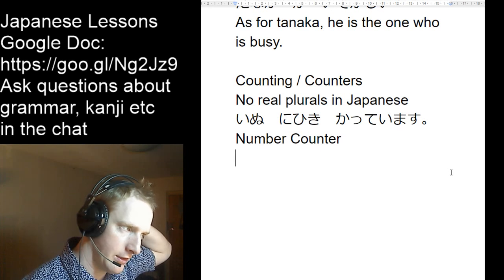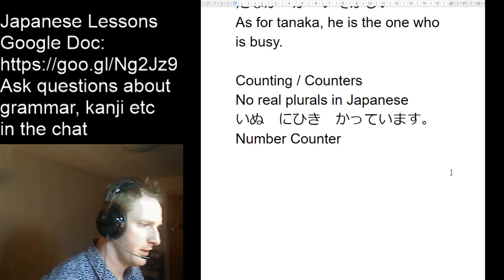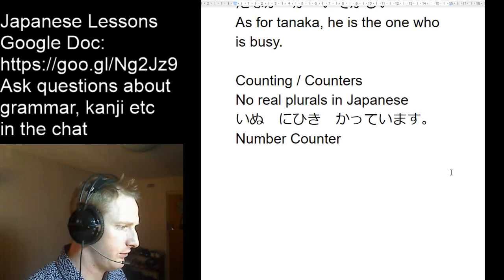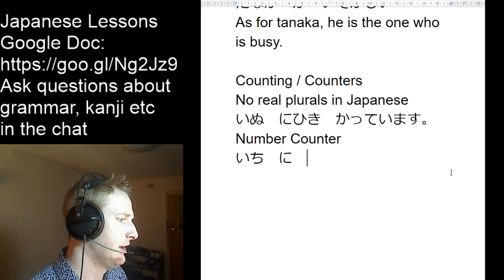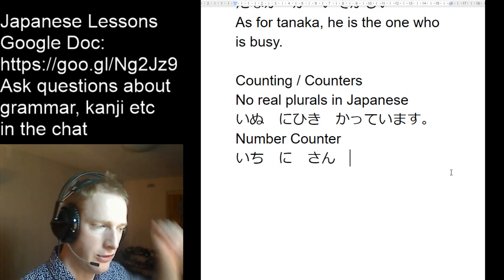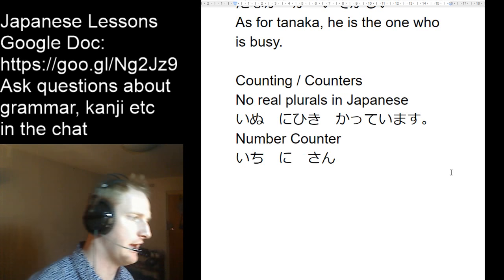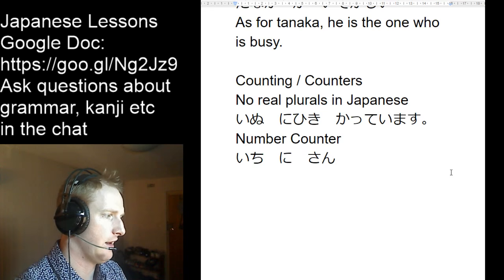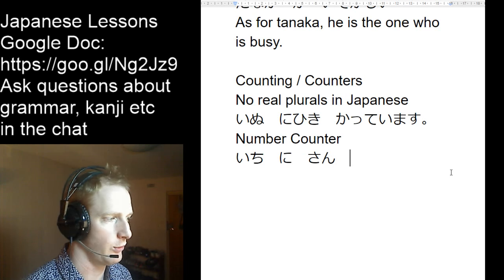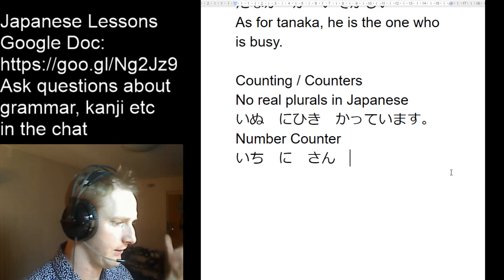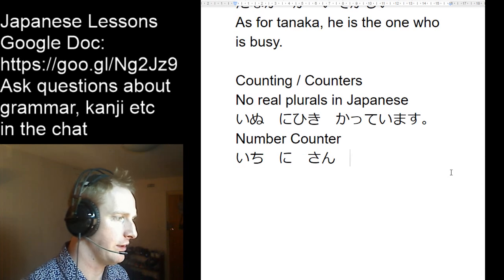So a lot of you may be able to count already, but normal counting is actually quite easy in Japanese. If you know the numbers from 1 to 10, you can count all the way to 99. Once you know the word for 100, you can count all the way to 1,000. And once you know the word for 1,000, you can count all the way to 10,000, and 10,000, you just keep going. So you don't need to know many words.